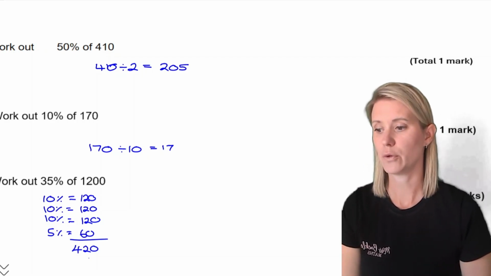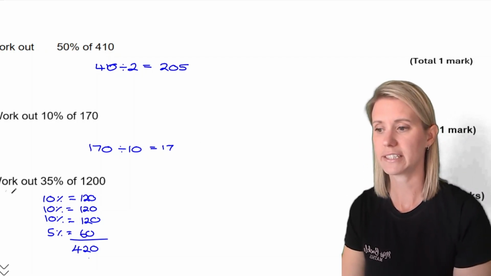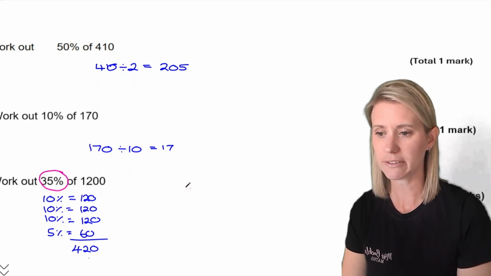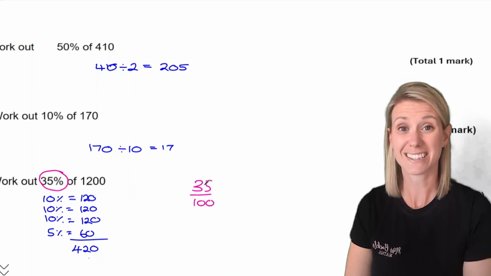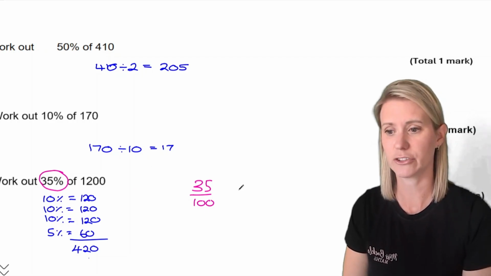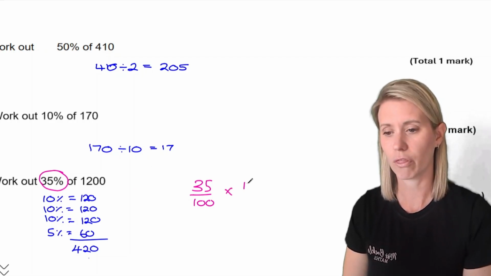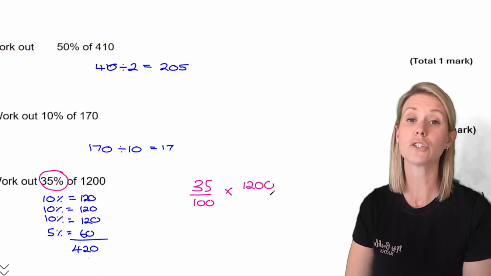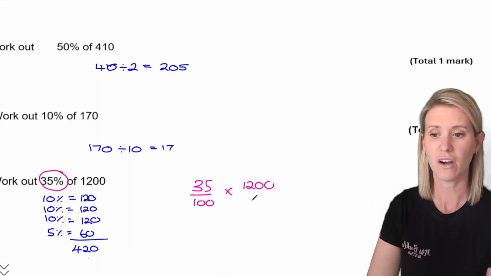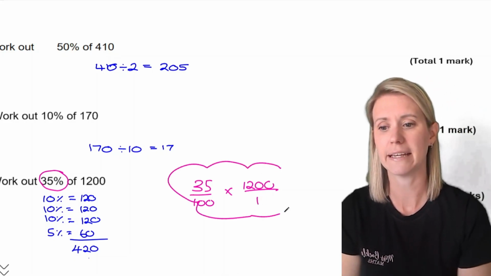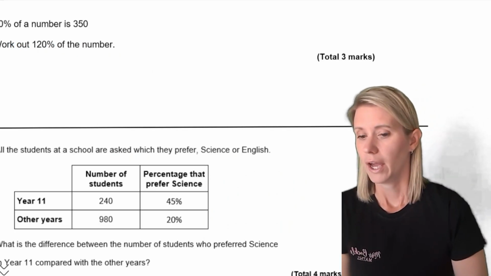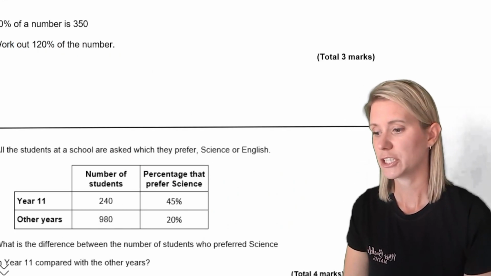Another method that you could do is converting it into a fraction. So 35% is the same as 35 hundredths. That is 35%. Percent is out of 100. And you're finding that of 1,200. So some people do it as a multiplication of effectively fractions. So that's just another way to be aware of. Okay, some more applied GCSE questions then for this.